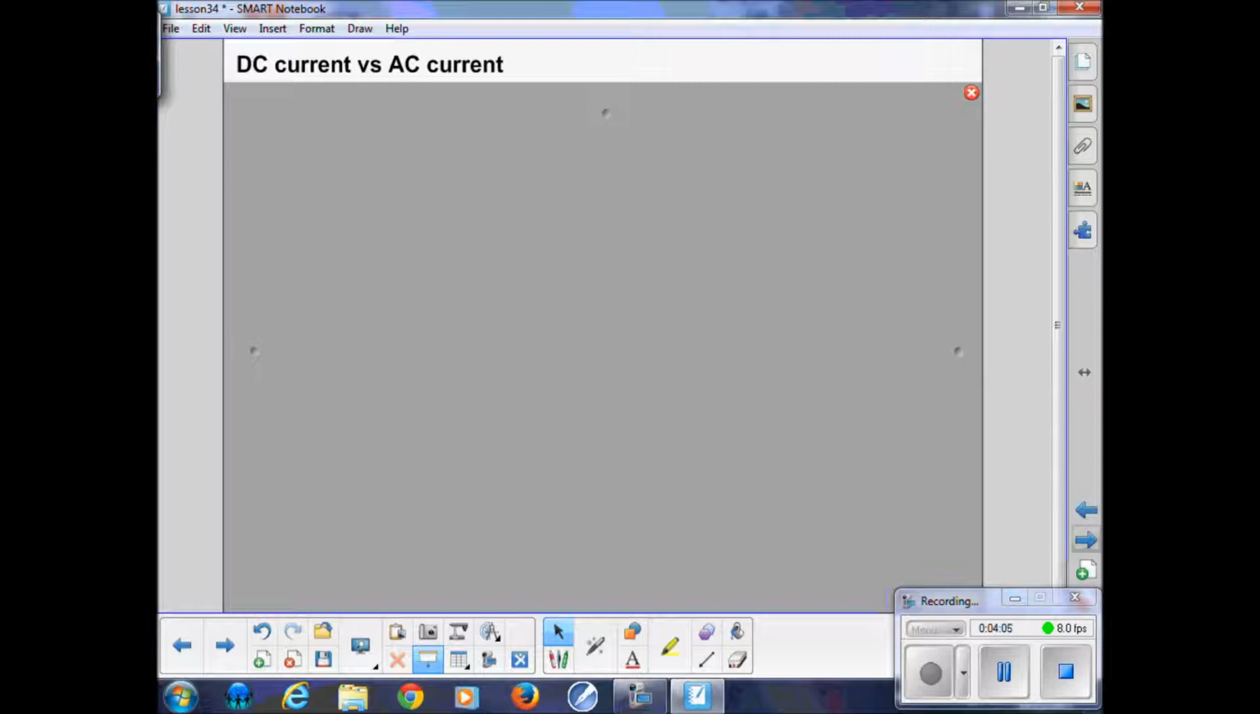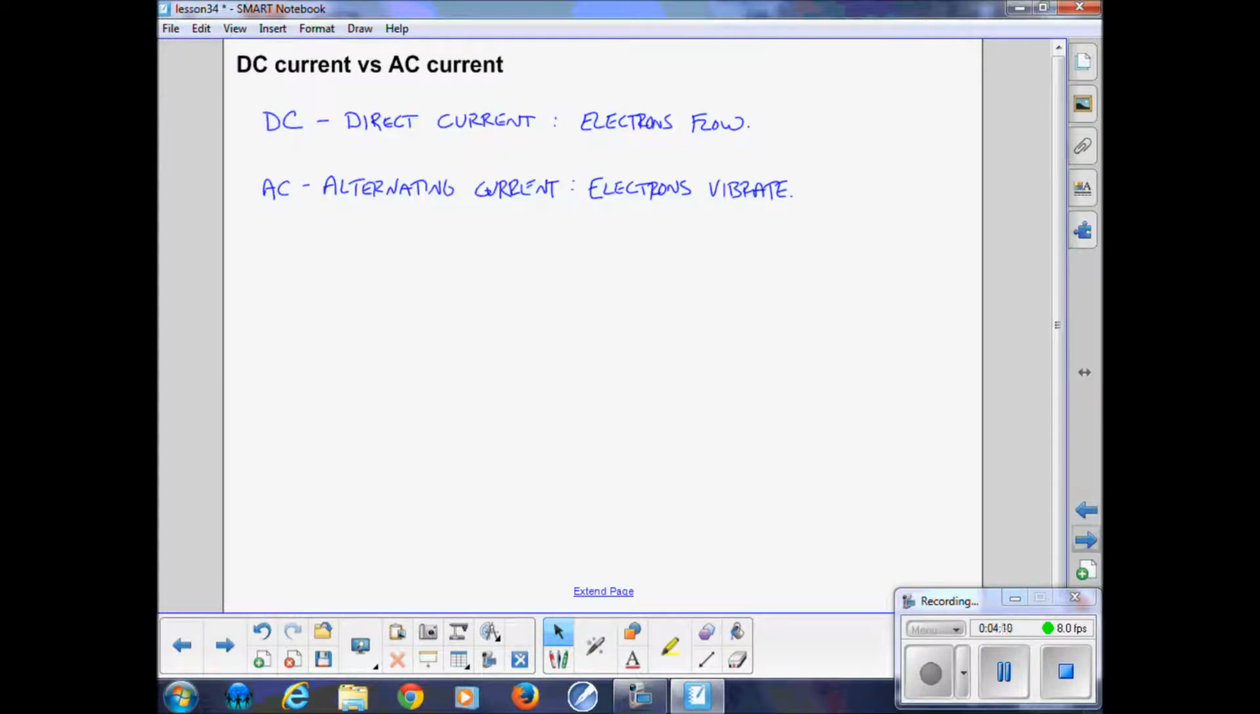DC versus AC current. Don't really need the word current, it's overkill. DC is direct current, and that's electron flow, and that happens with batteries. Batteries are probably the primary example of direct current, whereas AC is alternating current, and that's when the electrons vibrate, and that is your wall socket.